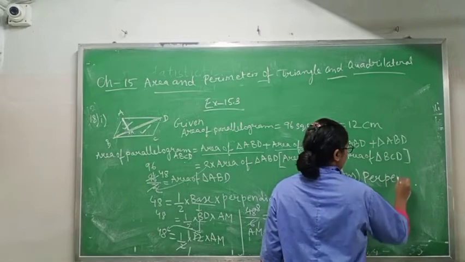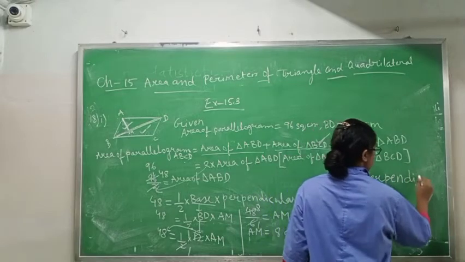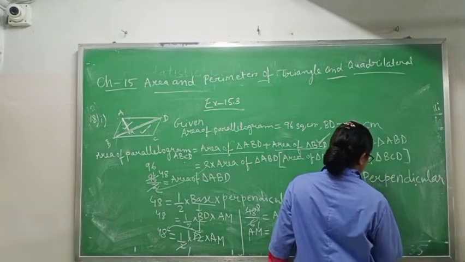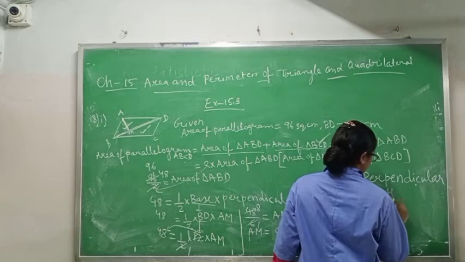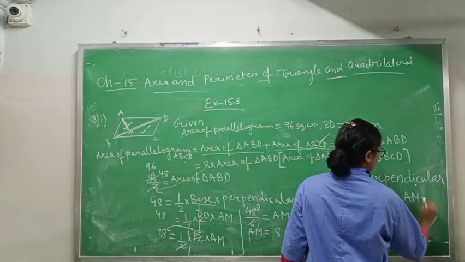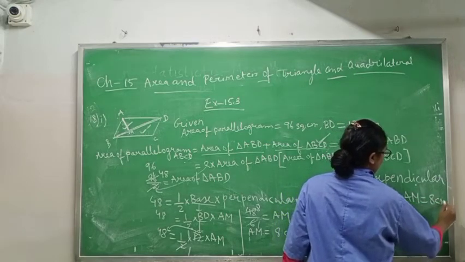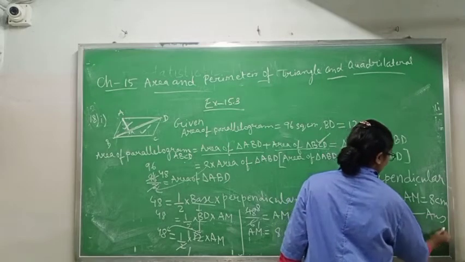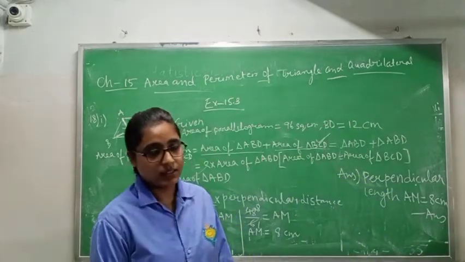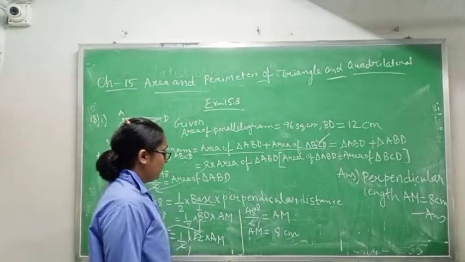Perpendicular length AM equals to 8 centimeter. Okay, this one is your answer. Okay, so complete this one.